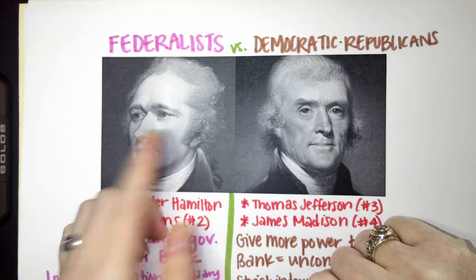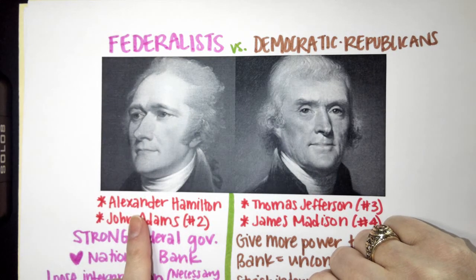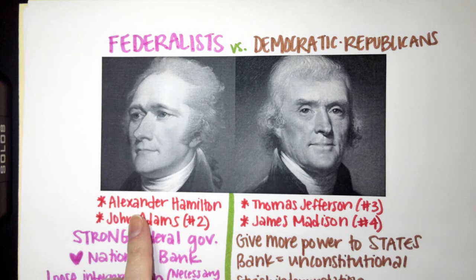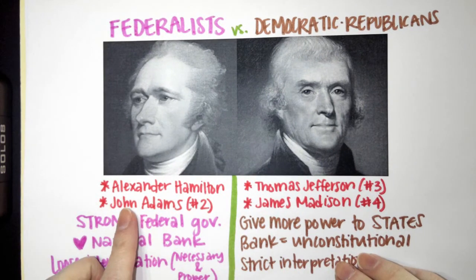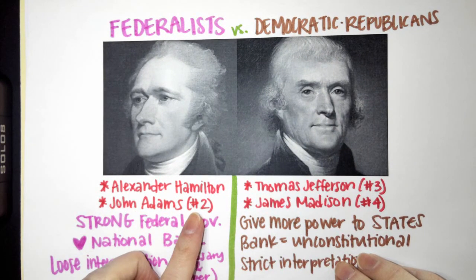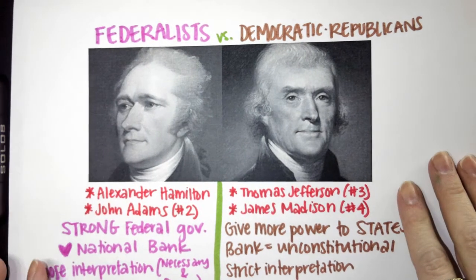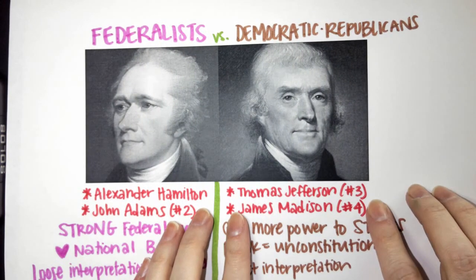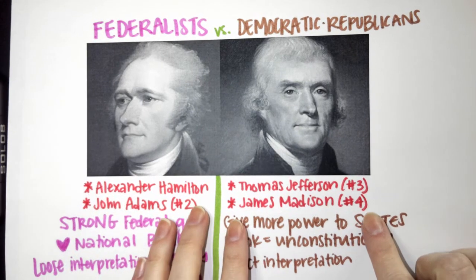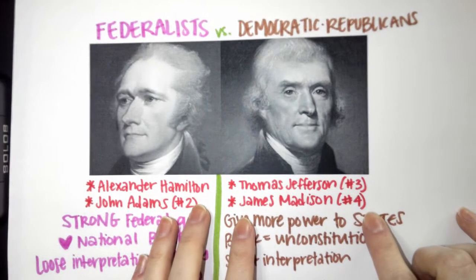The Federalists were led by Alexander Hamilton, who was the Secretary of the Treasury for the first President, George Washington. Another big supporter of the Federalist Party was John Adams, who will be elected as the second President of the United States. He also served as George Washington's Vice President. On the Democratic-Republican side, we have Thomas Jefferson, who was elected as the third President of the United States, and James Madison, who was later elected as the fourth President of the United States.